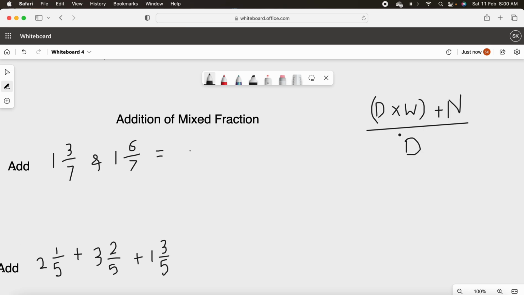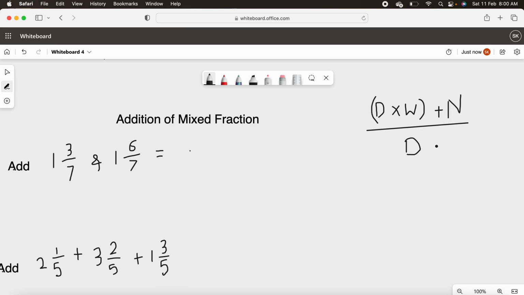Guys, I hope you remember the order of operations. First you multiply and then you add. Okay, multiplication is first here. So D, and then you do a by or divide. Yeah, D into W plus N by D. D is what? The denominator, this one. W is what? The whole number, this one. N is what? The numerator, this one.